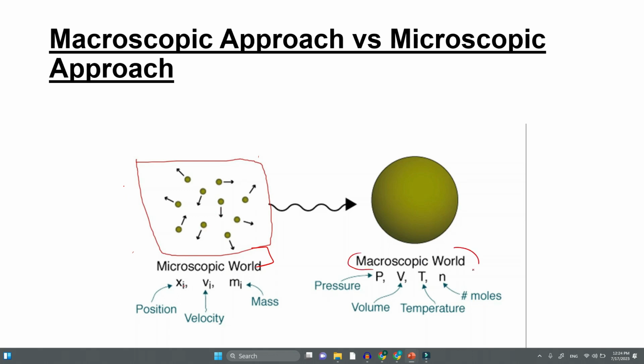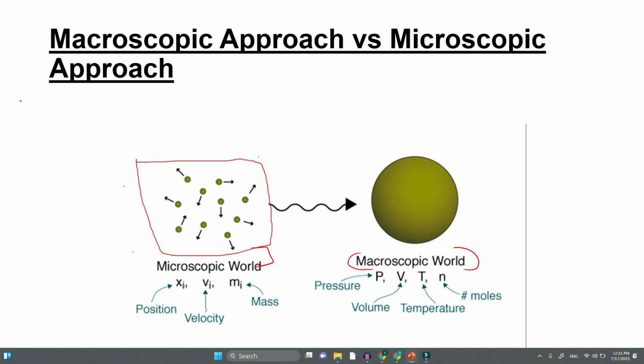Then you can easily calculate the pressure. See, pressure here, everywhere pressure will be same. Pressure, volume, temperature, number of moles, etc., you can easily calculate. This is the difference between macroscopic approach and microscopic approach. See, throughout this course, we will take only macroscopic approach and not microscopic approach. Okay, so that is easy to study.